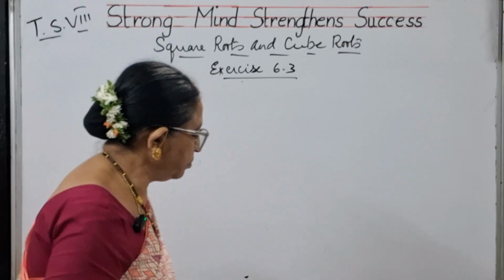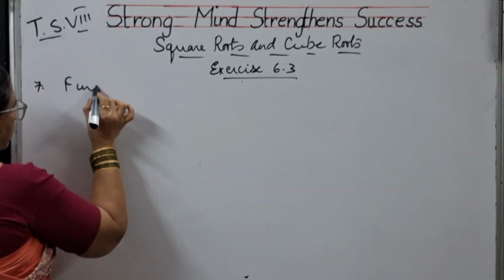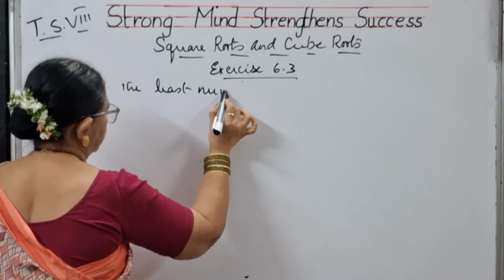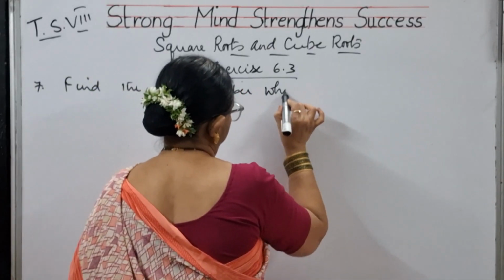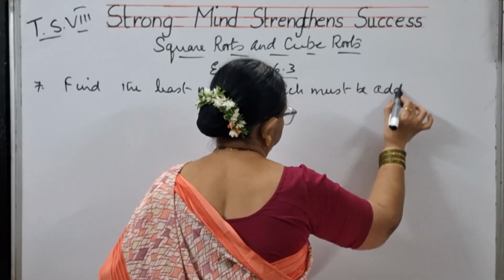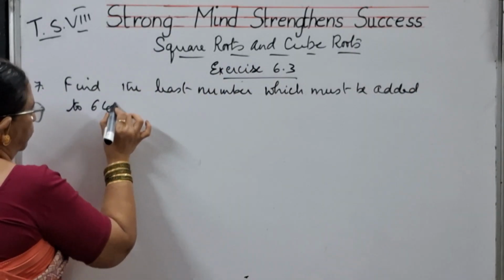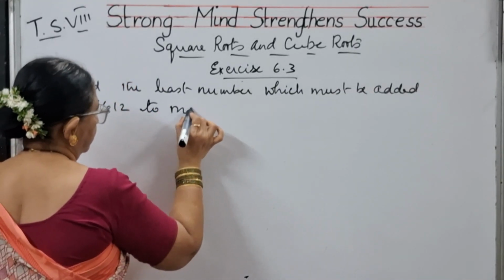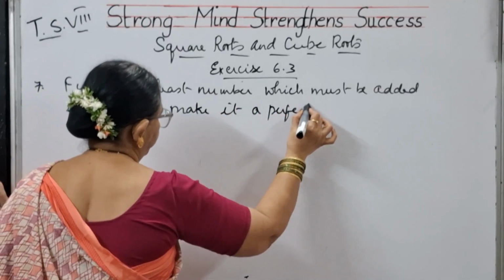Now, seventh problem, children. The seventh one is: find the least number which must be added to 6412 to make it a perfect square.